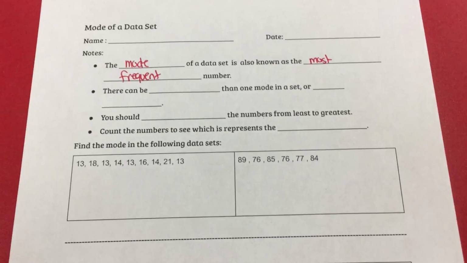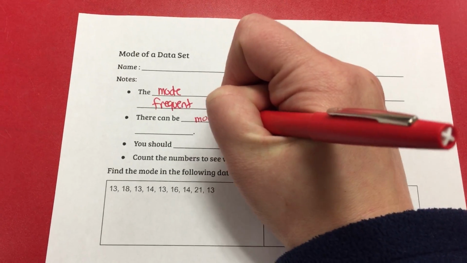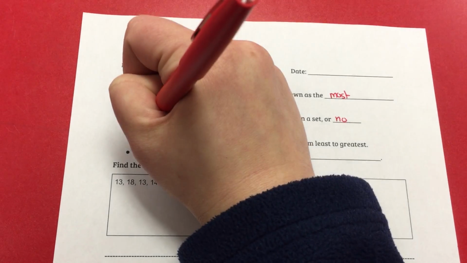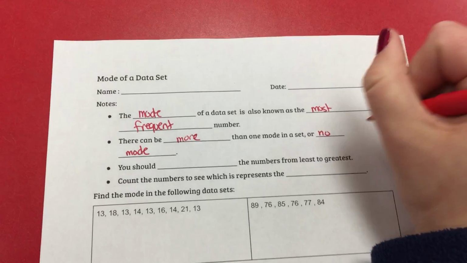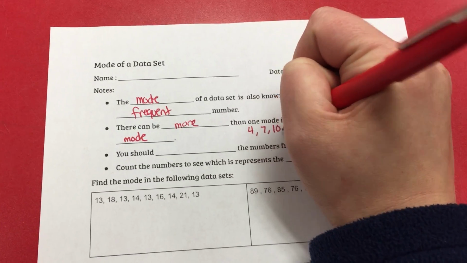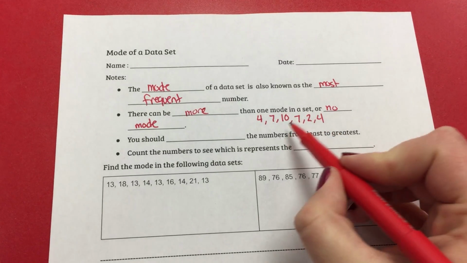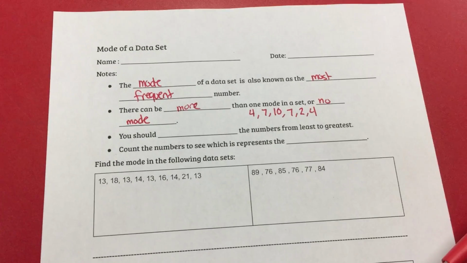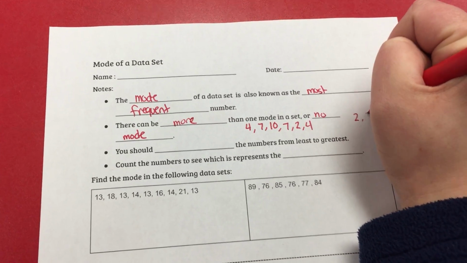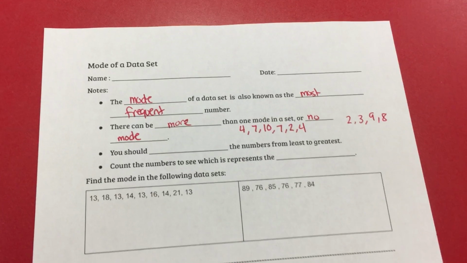There's a couple of things that are a little bit different about mode. When you're talking about mode, there can actually be more than one mode in a data set, or no mode in a data set. So for example, in the data set 4, 7, 10, 7, 2, 4, I have 4 in there twice and I have 7 in there twice. That's my mode. There's two modes, it's 4 and 7. Whereas in the data set 2, 3, 9, 8, there's no number that occurs more than once, so there is no mode.